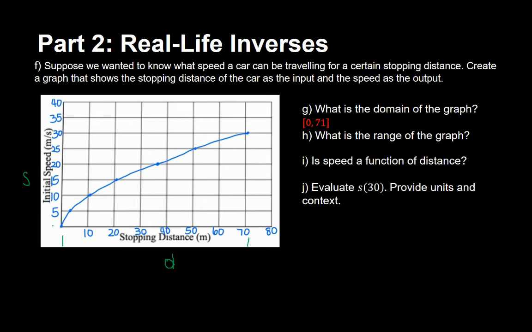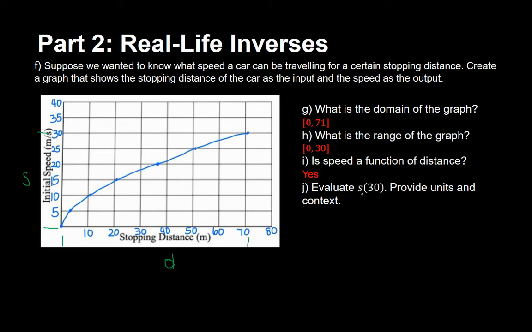What is the range of the graph? So it's going from 0 to 30. And that was the domain of the previous graph. Is speed a function of distance? So that's, again, just saying, is there one output for each input or no more than one output for each input? Yes, it is a function.